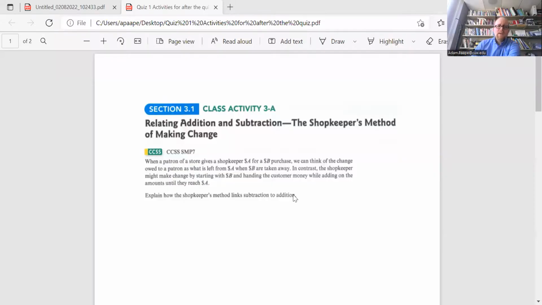So the beginning task that's in that PDF is going to be this task here, where you're going to be thinking kind of hypothetically. So there's A dollars and B dollars. So you don't know the exact amount, but we're going to think about how those amounts relate to each other. So the purchaser is giving the shopkeeper a certain amount of money, but the purchase itself is not that exact same amount of money.